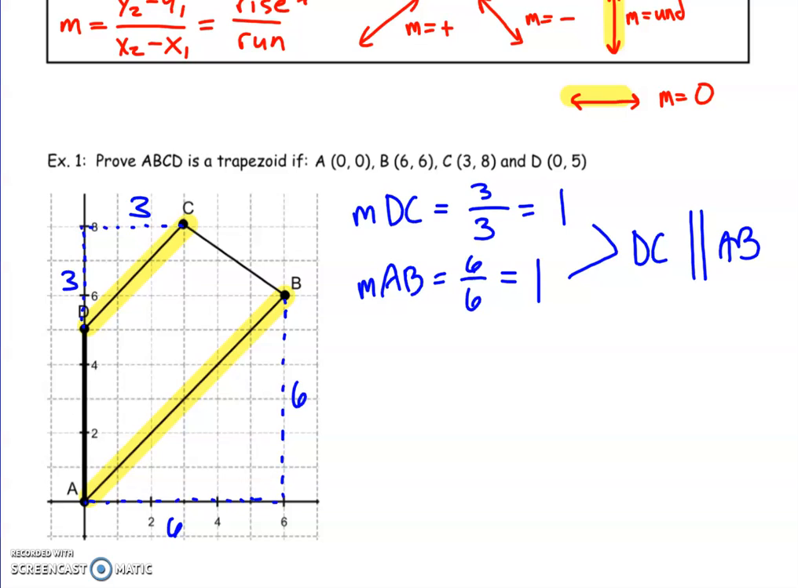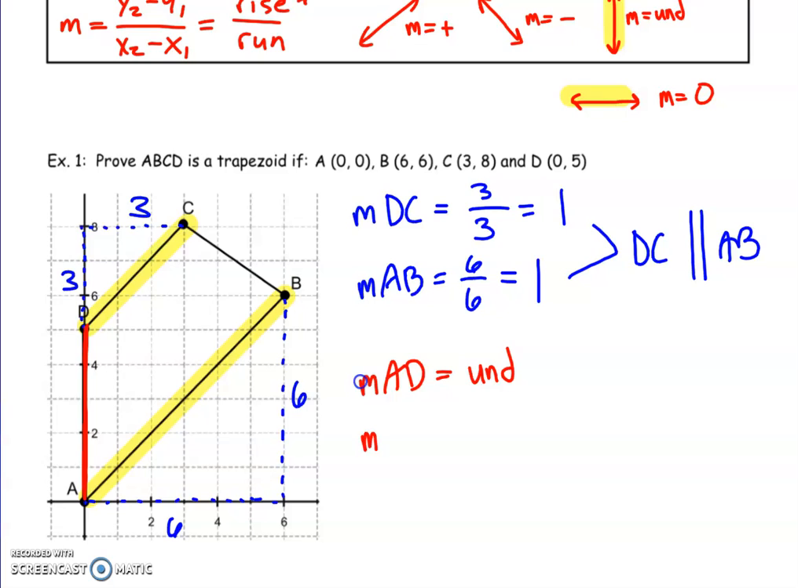Now that we got two sides that are parallel, we have to show that the other sides are not parallel because we need exactly one pair. So it's not enough just to show those are parallel. Now we need to go on and say, all right, well, let's find the slope of the other two sides. Slope of AD. Well, the slope of AD, that's a completely vertical line. We said from up above, that slope is undefined. So there's really not a whole lot we do there.